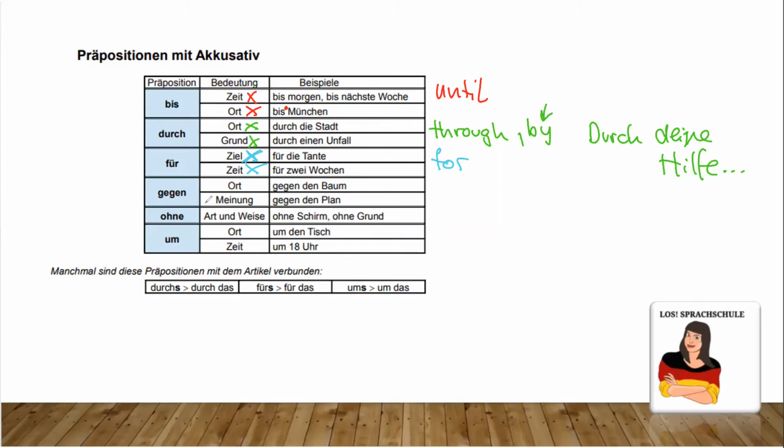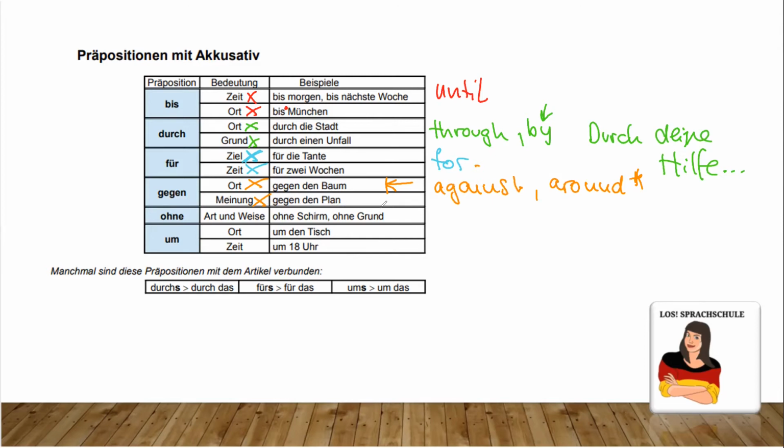Next one, gegen. Gegen means against, or it can also mean around. This is a little special. I will explain it in a second. So if we have gegen and we mean it with a physical relation, it really means against. We have an obstacle and we crash against it. So for example, gegen den Baum, against the tree. If we have it for an opinion, of course, having an obstacle is already giving us the picture of being against something. Gegen den Plan, against the plan.